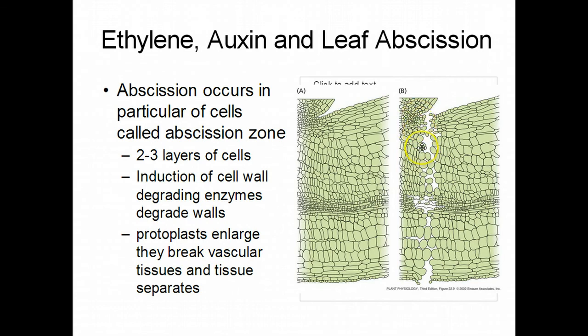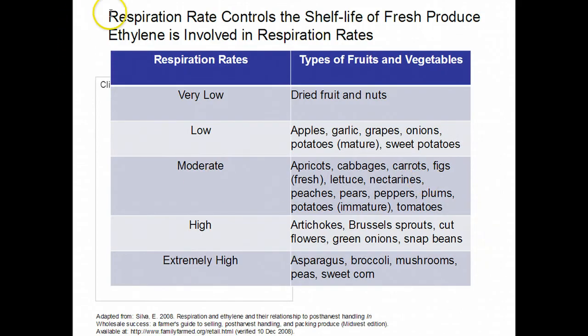And then this also is sealed, so there's not an opening into the plant. So it's a very complicated process. Now, I mentioned respiration rates, and this is very, very important in fruit and vegetable and any post-harvest production.